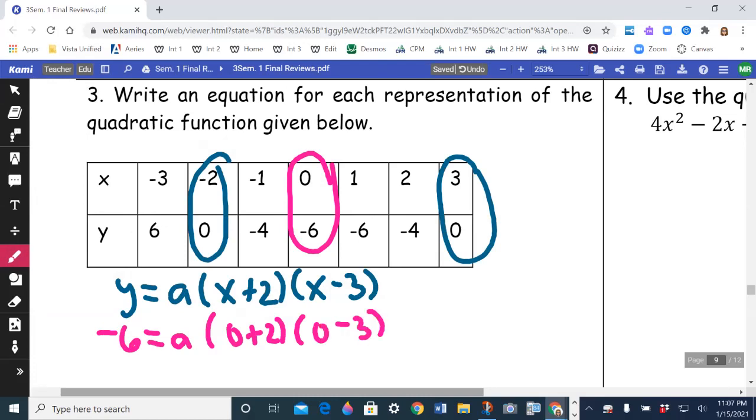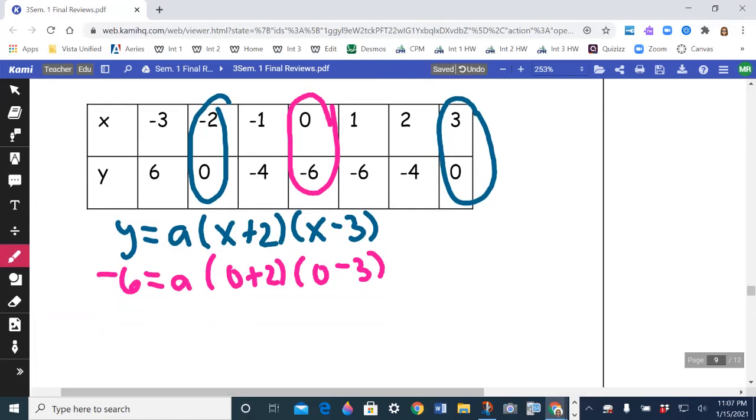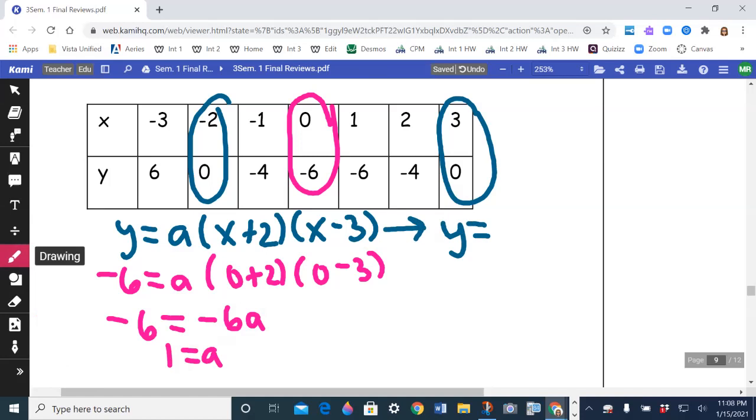Now, a lot of these ones we've been doing, our a keeps on being a negative 1. That is not always the case. You definitely want to go through this process and try it out. I am going to get a negative 6 here, which means my a is again going to be 1. But again, that does not always happen. So now I'm going to work this out. I'm going to add my 2 and my negative 3 together, and then I'm going to multiply my 2 and my negative 3 together. So I am going to get an x squared, when I add them, negative x, when I multiply them, negative 6. And that's our equation.